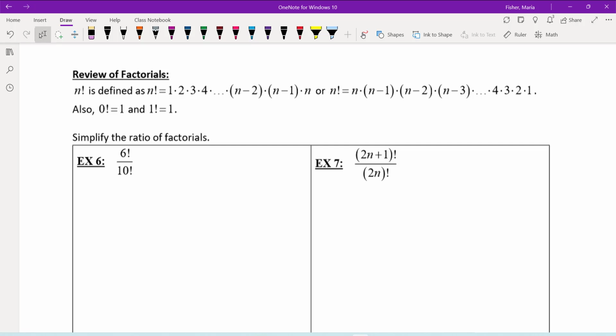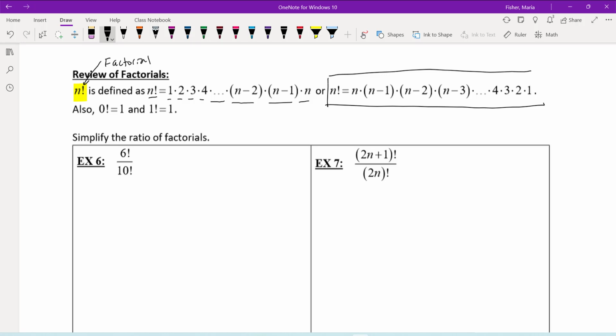Before we continue looking at whether a sequence converges or diverges, let's review factorials. Now, a factorial, like this, n factorial, that exclamation point is factorial, is defined as n factorial is 1 times 2 times 3 times 4 times dot dot dot times n minus 2 times n minus 1 times n, or the way we mainly think about it is just written the opposite way.